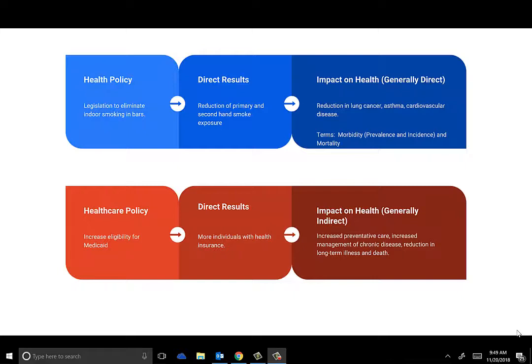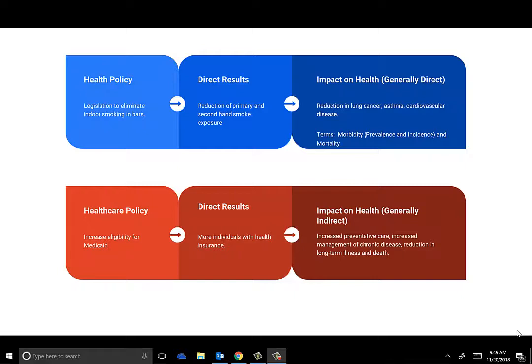That's it. Okay, so on the screen now you should see the slide about health policy and healthcare policy. So what's the difference? We know that when we pass health policy, the idea there is to make some sort of policy that has direct impact on health, right? So if you make legislation to eliminate indoor smoking in bars, the direct result of that is reduction of primary and secondhand smoke exposure. So what's the impact on health if we're going to measure it in the evaluation stage? Well, that's a reduction in lung cancer, asthma, cardiovascular disease. We use terms like morbidity and mortality. So that's a review from the first half of the class.